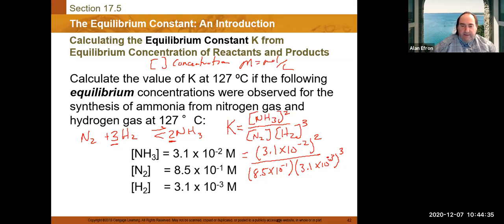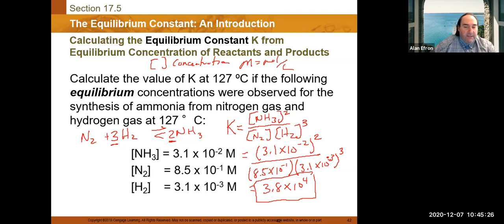If we do all that, make sure you use your exponent button: 3.1, exponent minus 2, and we want to square it, divided by 8.5, exponent minus 1, and divided by 3.1, exponent negative 3. And this one we want to cube in this particular case. It looks like we end up with something like 3.8, 2 sig figs, since everything looks like 2 sig figs. 3.8 times 10, it looks like 1, 2, 3, and 4. So 3.8 times 10 to the 4 would be our equilibrium constant value.